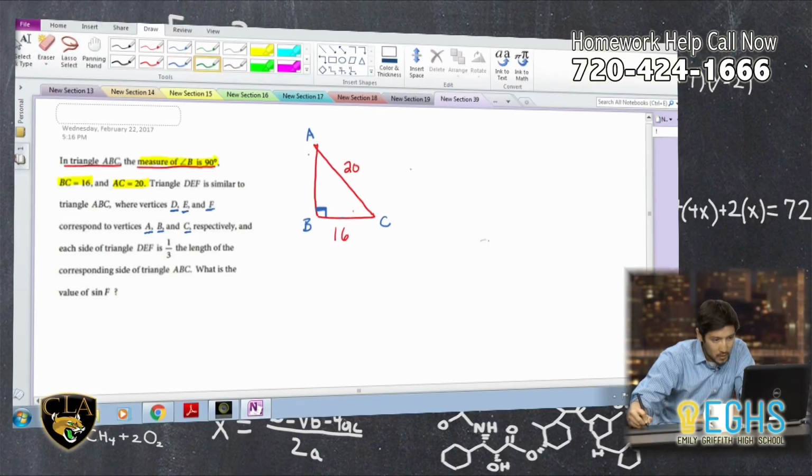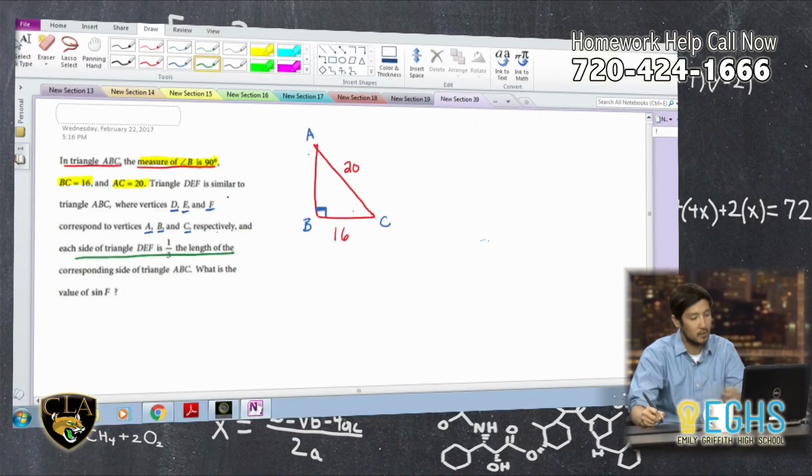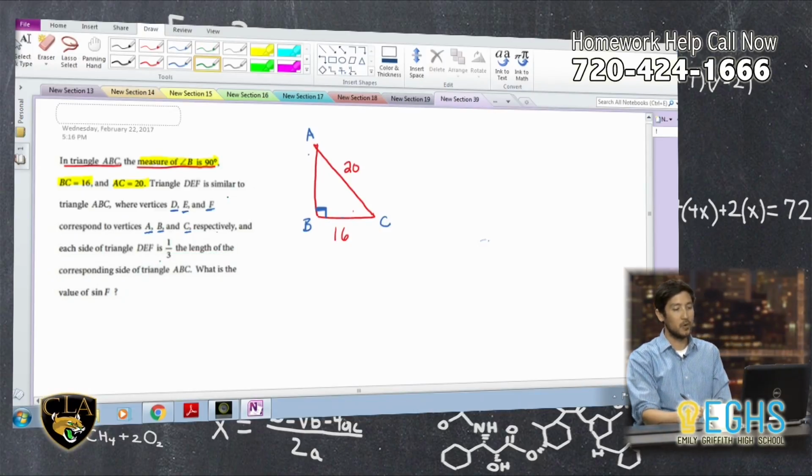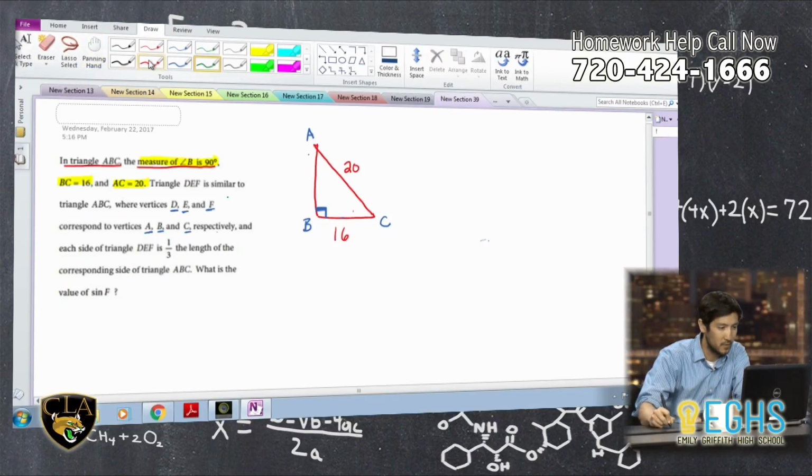All right, so I'm going to draw another triangle. I'm going to take a look at this really quick and notice that it says each side of the triangle DEF is 1/3 the length of the corresponding. So the only reason I quickly noted that is I should draw my triangle smaller. Scale is, it's not super important that you get the scale right, but it helps to have at least one should be bigger, one should be smaller. Otherwise, it can get a little confusing.